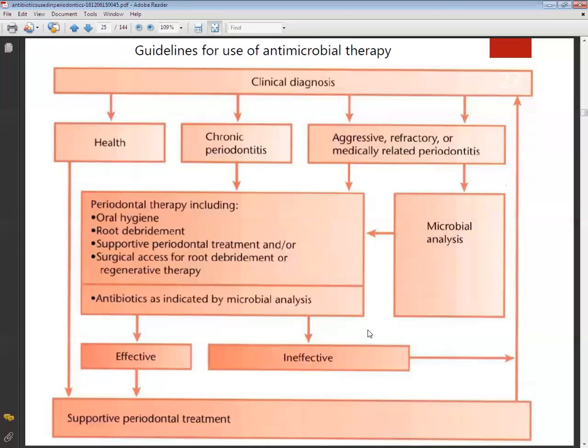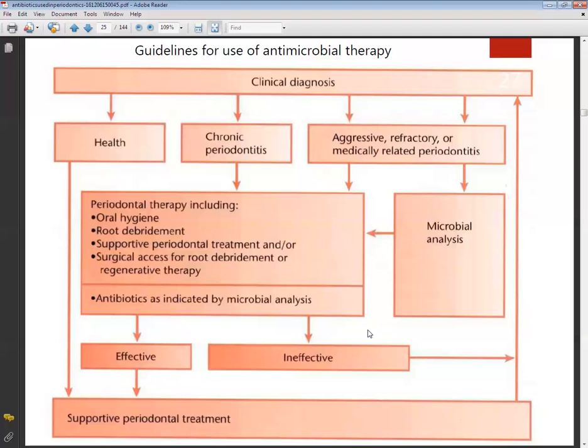If the patient is healthy, then that patient is usually kept on supportive periodontal therapy. If the patient has chronic periodontitis, then you perform periodontal therapy, oral hygiene measures, root scaling and root planing, and then antibiotics are prescribed based on your microbial analysis. If this treatment, non-surgical as well as surgical, in addition to the antibiotics, is effective and the patient responds well, then those patients are kept on supportive periodontal therapy.